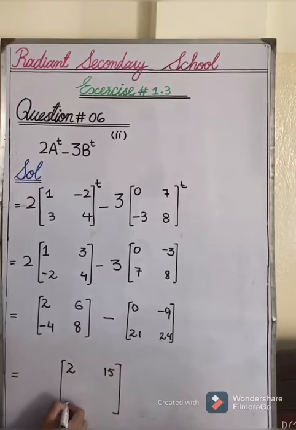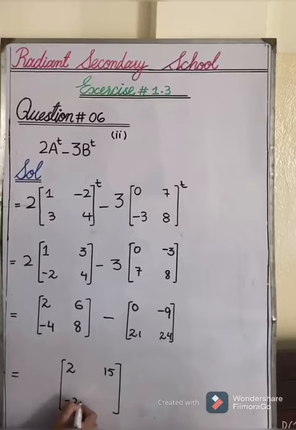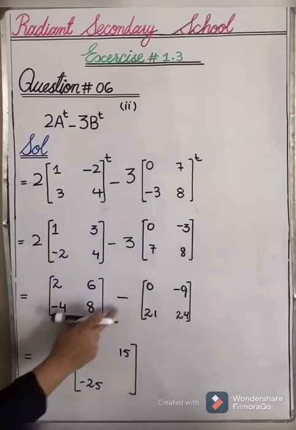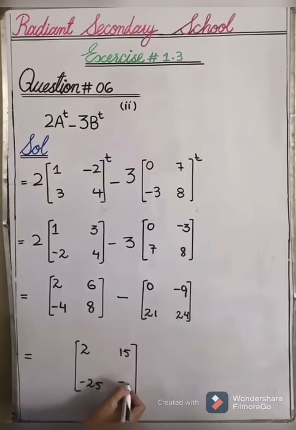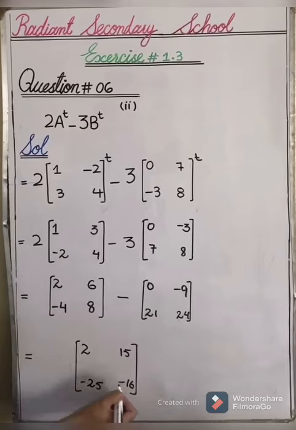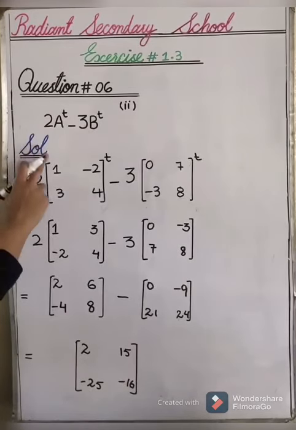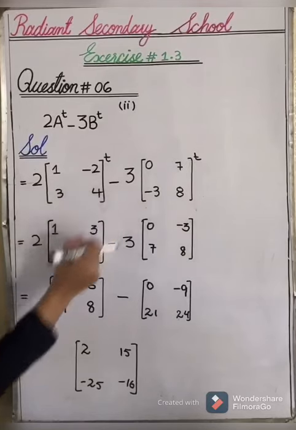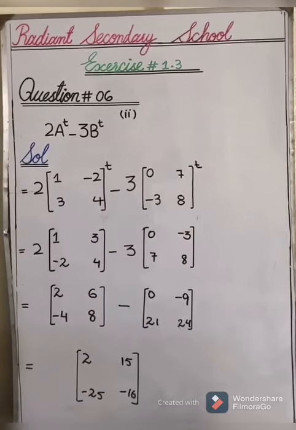And 8 minus 24 would be equal to minus 16. So this will be the answer of 2 into A transpose minus 3 into B transpose.